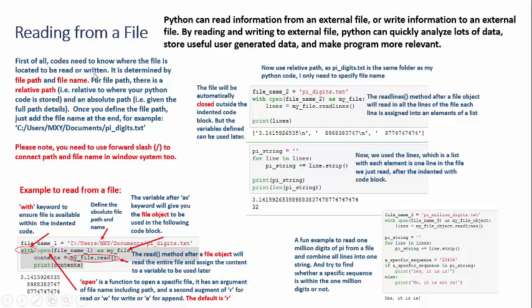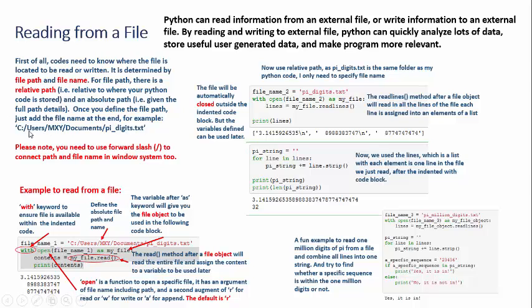First of all, code needs to know where the file is located to be read or written. It is determined by the file path and file name. For the file path, there is a relative path, which is relative to where your Python code is stored, and an absolute path, which gives the full file path with all the details. Once you determine the file path, just add the file name at the end, and it is a unique identifier for the file on your local computer.